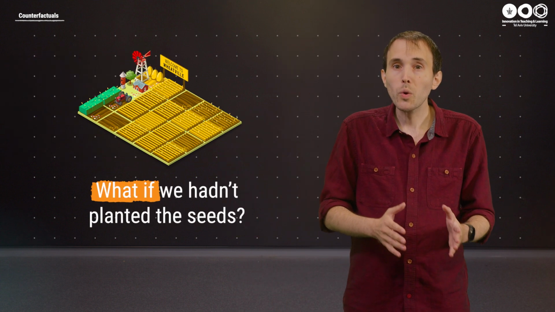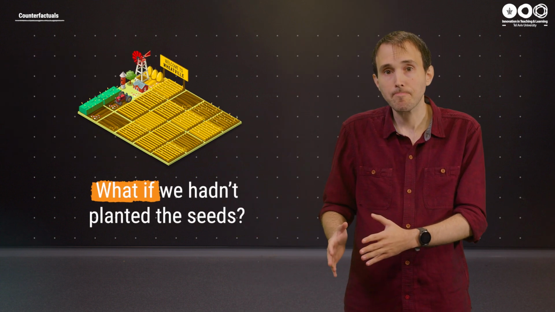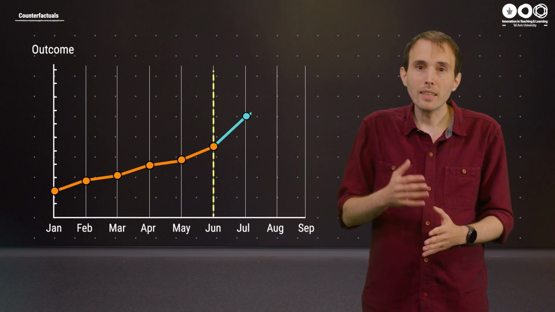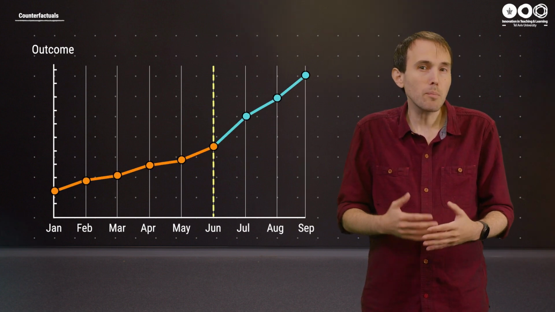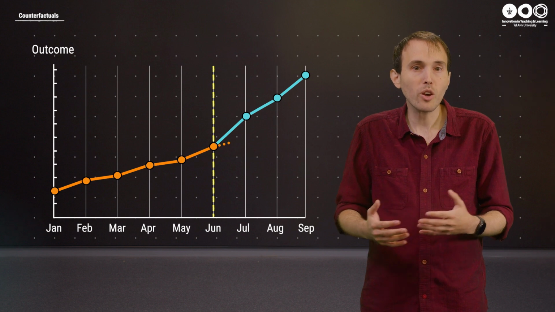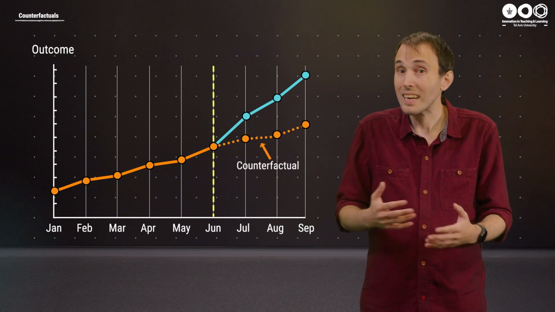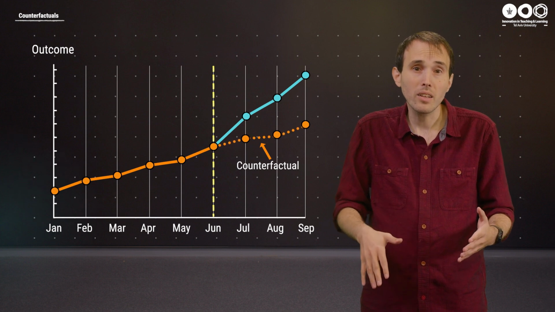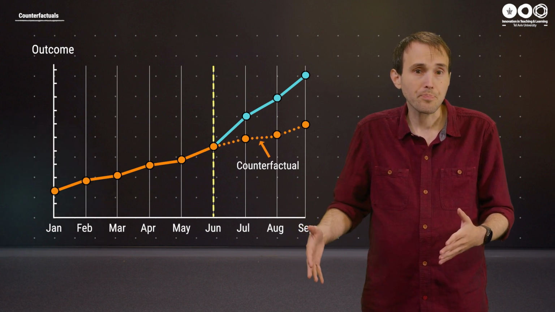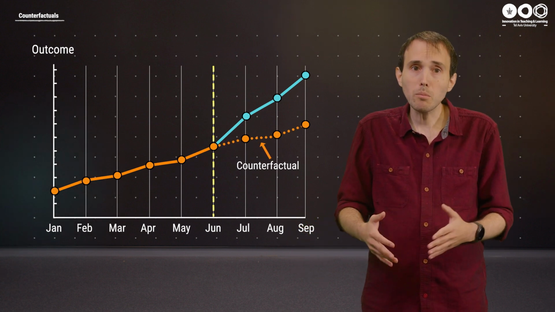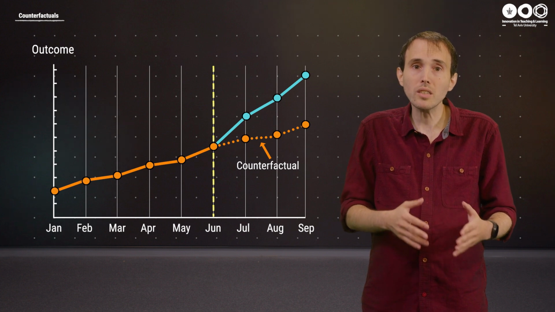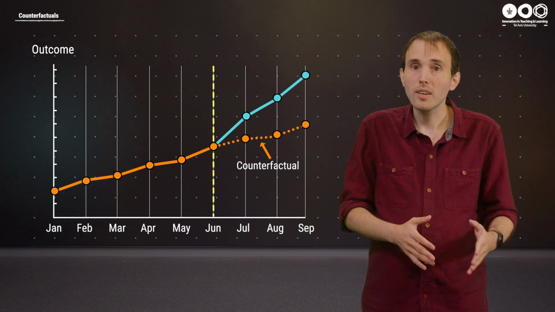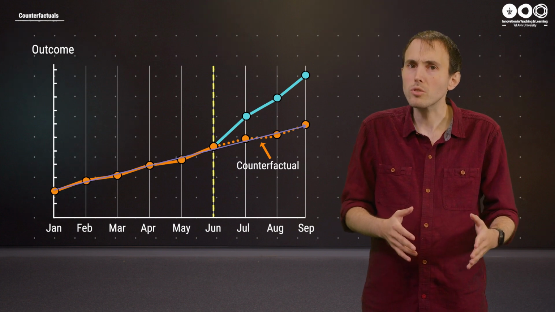What if we hadn't planted the seeds? Remember the graph from the previous video? It is likely that many of us implicitly assumed that staying with the old seeds, the counterfactual, the alternative to reality, would have looked like this dotted line in here. The implicit assumption here is that switching the seeds is the only thing that changes. So in the counterfactual, the trend of the chart broadly continues.